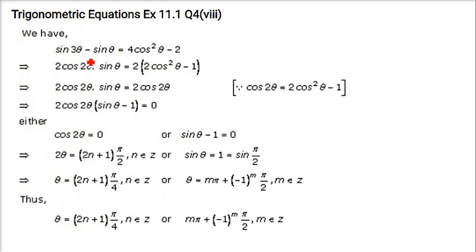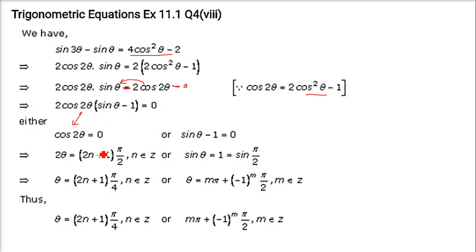Sine 3 theta minus sine theta is equal to 4 cos square theta minus 2. So from here take 2 common. You get 2 cos square theta minus 1. And we know that this 2 cos square theta minus 1 is nothing but cos 2 theta. This is the formula of cos 2 theta. So here you write 2, here you write cos 2 theta. Now take this one here. So you get 2 cos 2 theta. Now, if this is minus equal to 0, you are taking 2 cos 2 theta common. So inside this, sin theta minus 1 will remain. So here cos 2 theta is equal to 0 either, or sin theta minus 1 equal to 0.